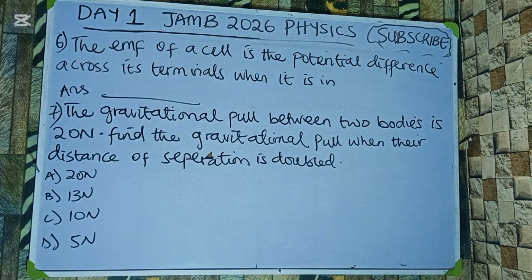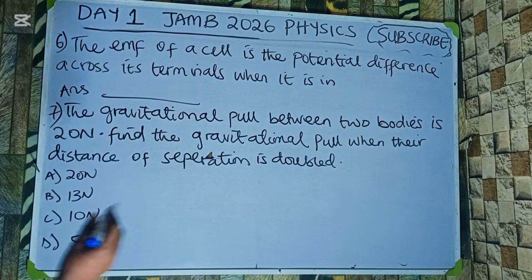Question 6. The EMF of a cell is the potential difference across its terminals when it is in an open circuit.